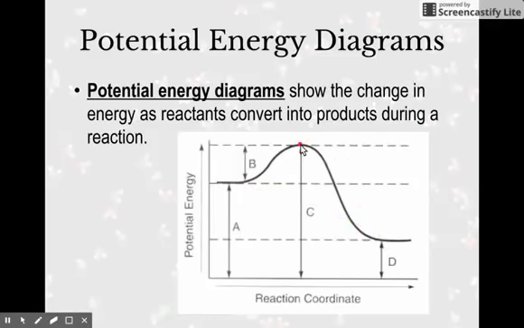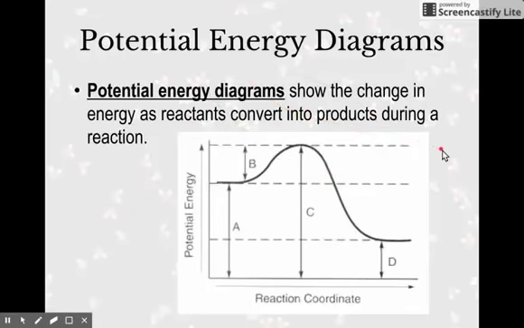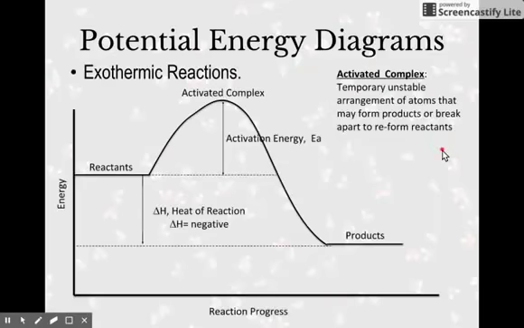What does this hill mean on this curve? Is this an exothermic or endothermic reaction? So they show how energy changes during a reaction. For an exothermic reaction, this is what the graph would tend to look like.